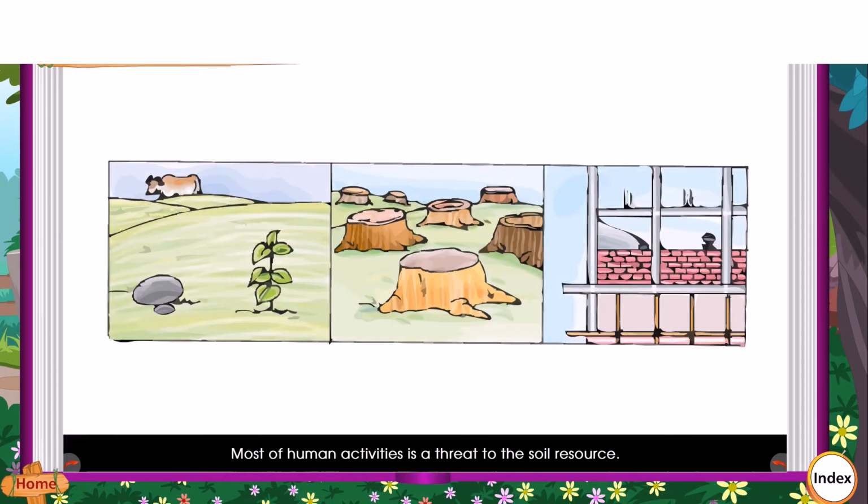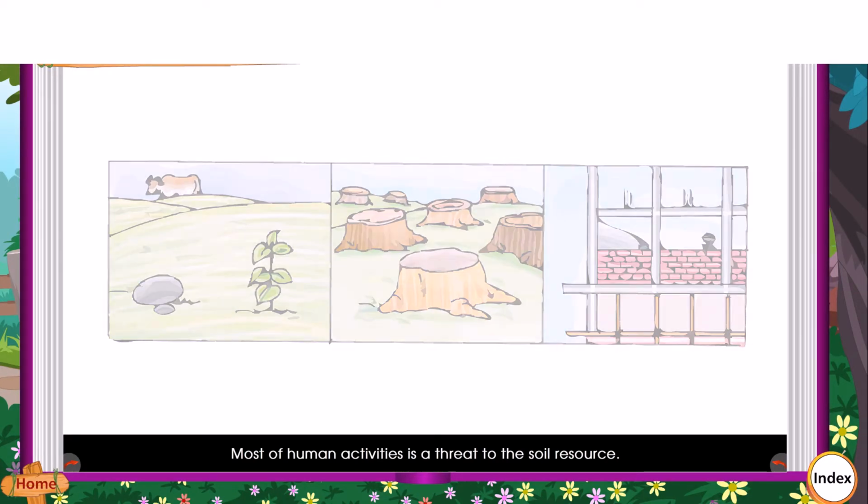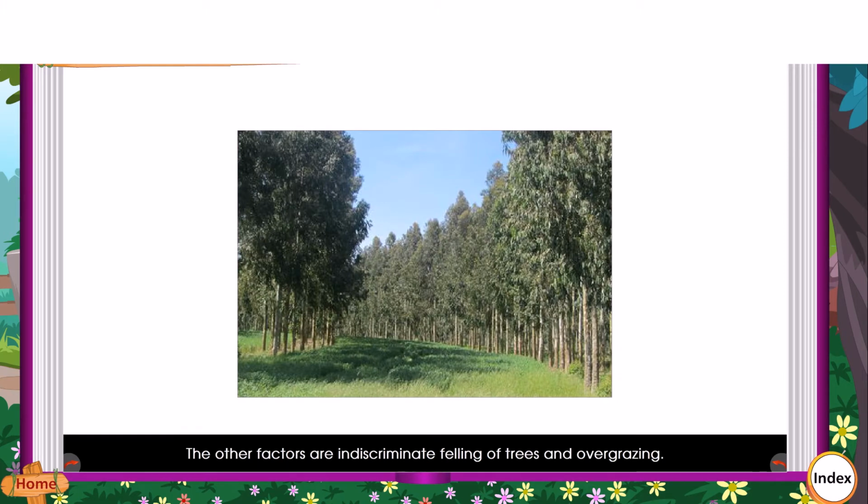Most human activities are a threat to the soil resource. The other factors are indiscriminate felling of trees and overgrazing.